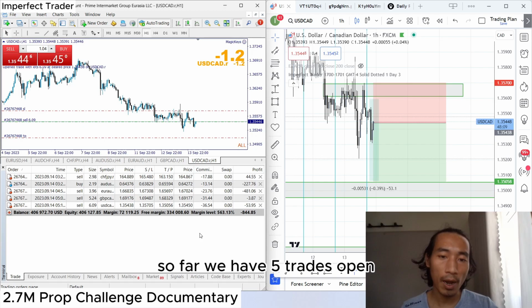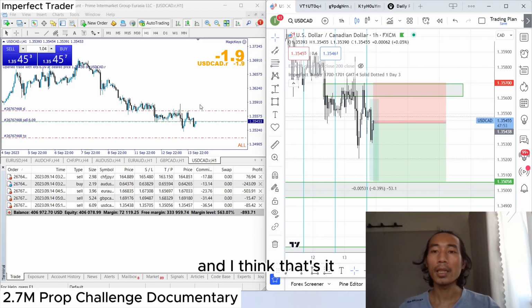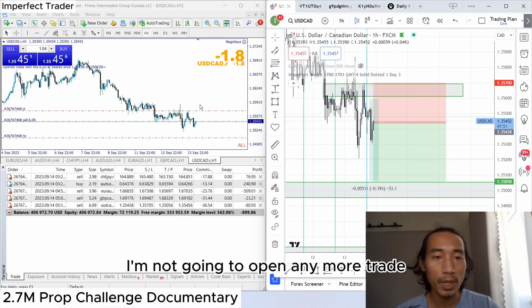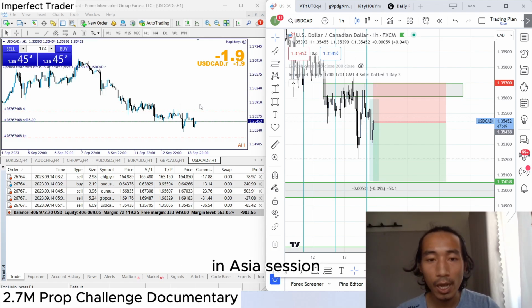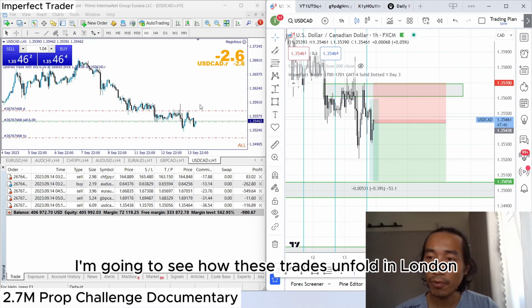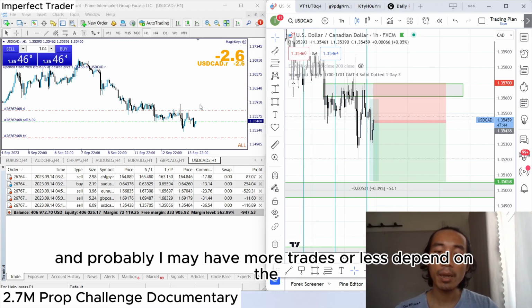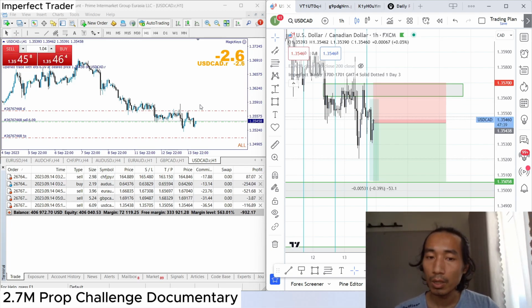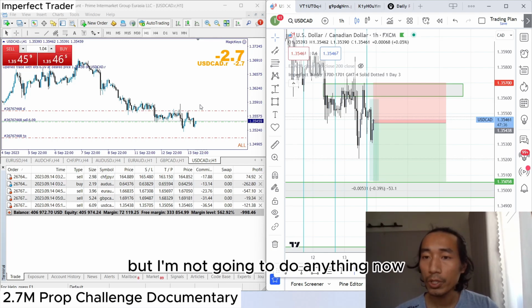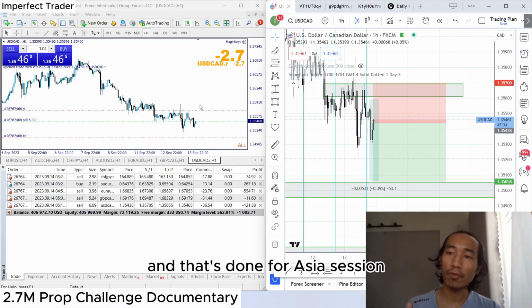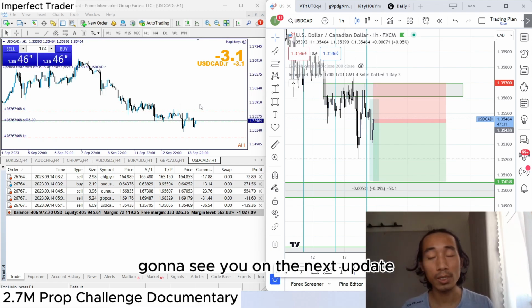So far we have 5 trades open, and I think that's it. I'm not going to open any more trades in the Asia session. I'm going to see how the trades unfold in London, and probably I may have more trades or less, depending on the way the market unfolds. But I'm not going to do anything now, and that's done for the Asia session. I'm gonna see you on the next update.